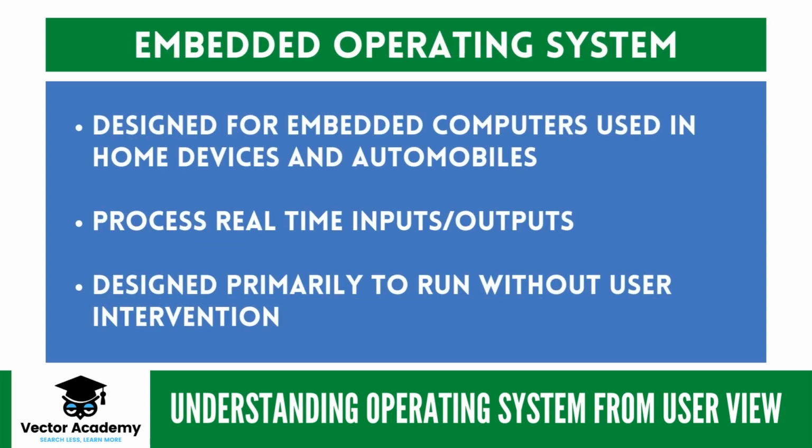Embedded operating system. Some computers have little or no user view. For example, embedded computers in home devices and automobiles may have numeric keypads and may turn indicator lights on or off to show status, but they and their operating systems and applications are designed primarily to run without user intervention.